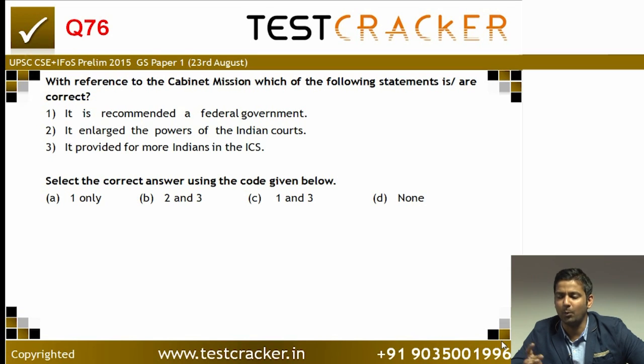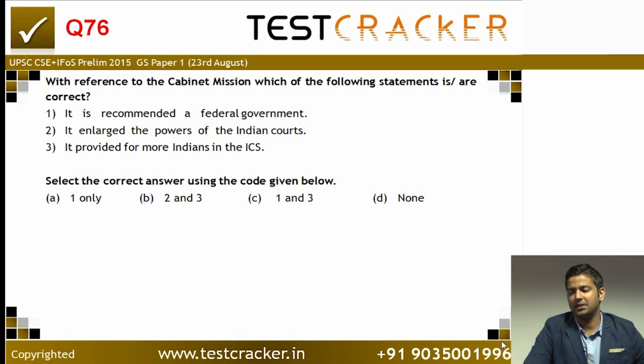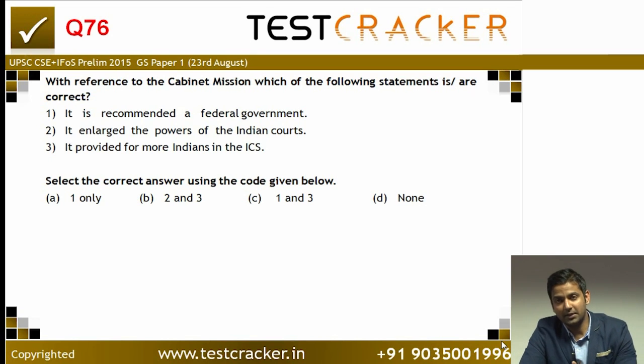Statement 3 says it provided for more Indians in the ICS, Indian Civil Service. Now, in 1946, it was absolutely clear India was going to get independence. It was just a matter of when, not if. So why would the Cabinet Mission be recommending that there will be more Indians in the ICS? It knew that very soon there would be only Indians in the ICS. So 3 is a stupid option you could have rejected.